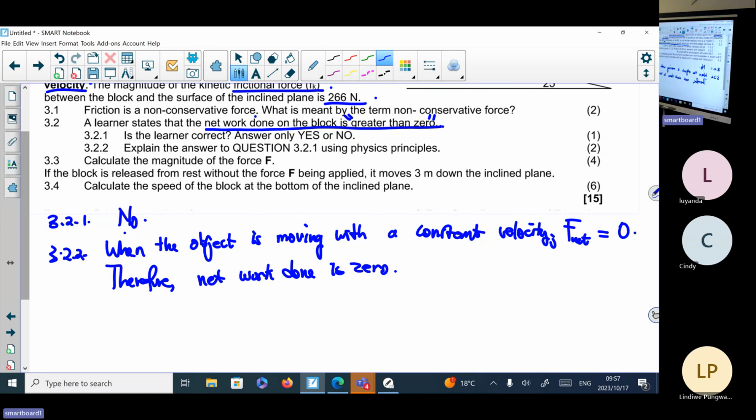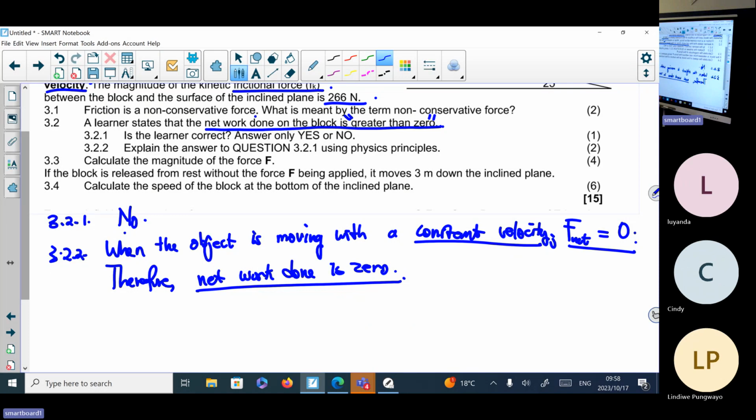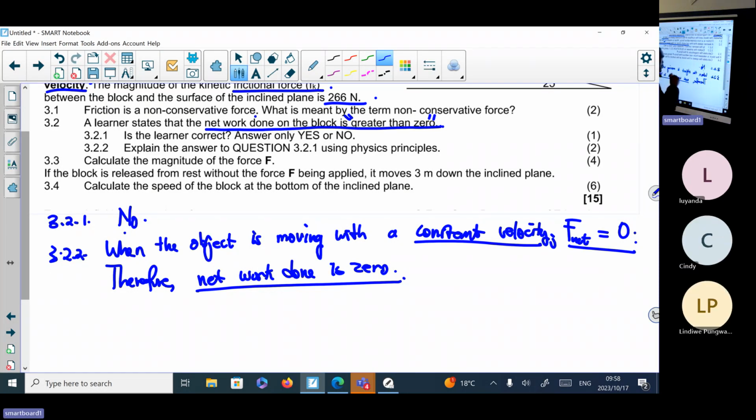So this is what the learner should say. It cannot be greater than 0, but it will be exactly equal to 0. Constant velocity, 0 net force. 0 net force, 0 net work done. It is as simple as that, and this is in accordance with Newton's first law of motion, which speaks about an object that is either at rest or moving at a constant velocity.